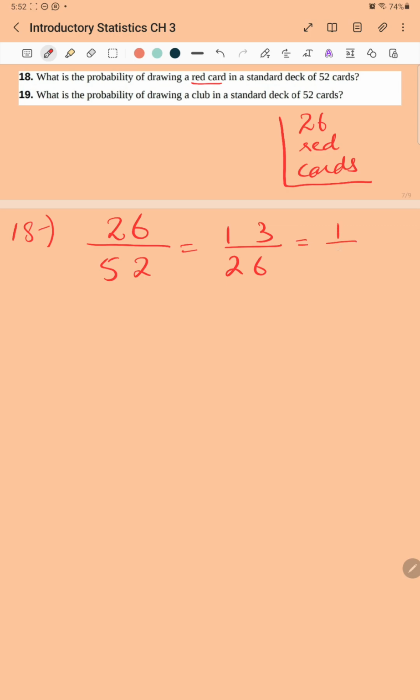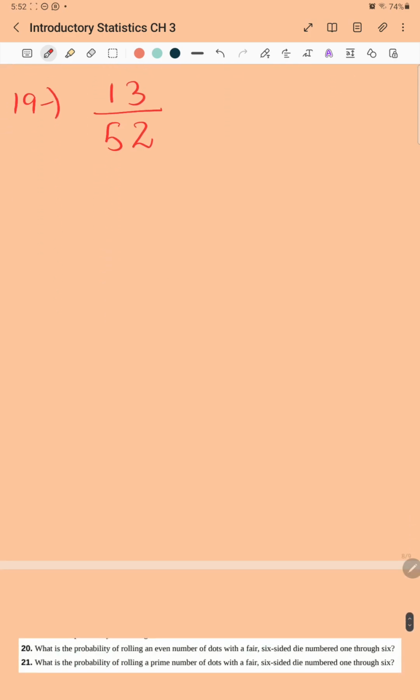For question number 19, what is the probability of drawing a club in a standard deck of 52 cards? So the number of clubs is 13. There are 13 club cards out of the total 52 cards. So done with it.